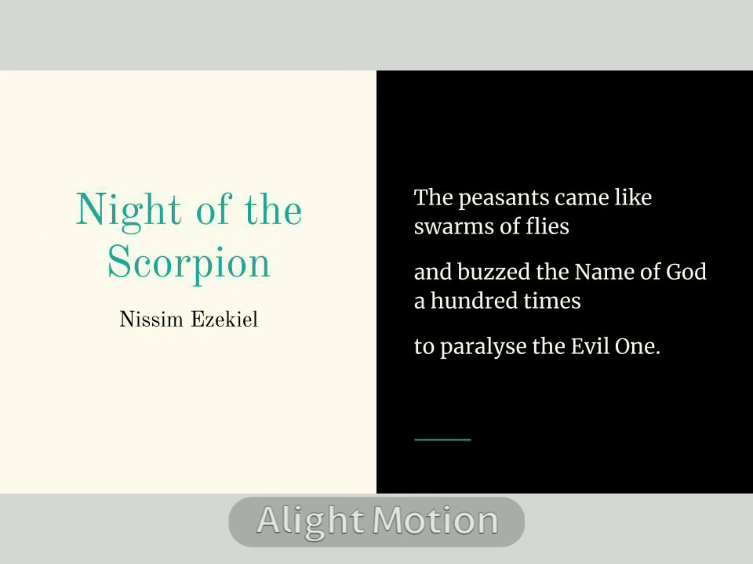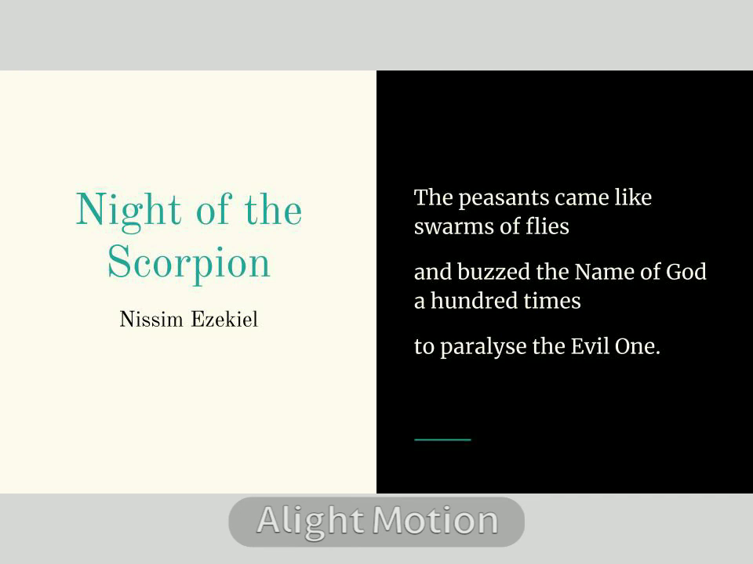Let us take a look at another piece of poetry, this time from a poem by Nissim Ezekiel, who was one of the towering figures of 20th century Indian poetry. This poem is titled Night of the Scorpion, and the poem deals with a scenario where the narrator's mother was stung by a scorpion. So one of the sections describing the aftermath of the mother getting stung describes the situation thus. "The peasants came like swarms of flies and buzzed the name of God a hundred times to paralyze the evil one."